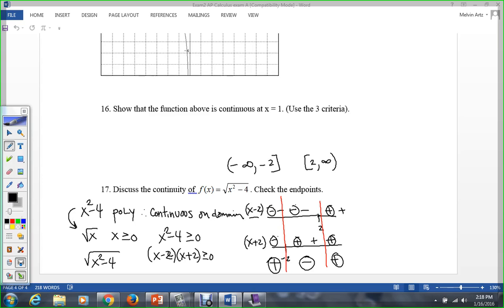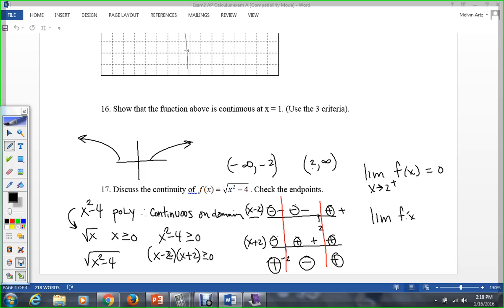However, we've discussed the continuity, and that discussion was just for the open interval. So we would have to show that at the endpoints, and I believe the graph looks something like this, I'm hoping. So we would need to show at the endpoints the limit of this function as x approaches 2 from the right equals 0, and the limit of f of x as x approaches 2 from the left equals 0. And then go back and use our three criteria at -2 and 2.